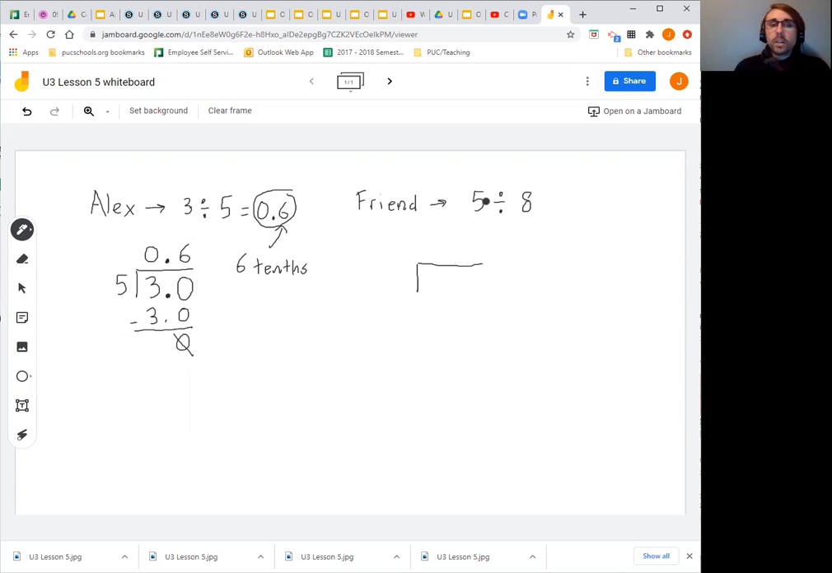Now let's look at the friend. Again, we want to divide a smaller number by a bigger number, which means that we're not going to even have 1 as our answer. It's less than 1 whole. So I'm going to put the 5 here, and split it into 8 parts.